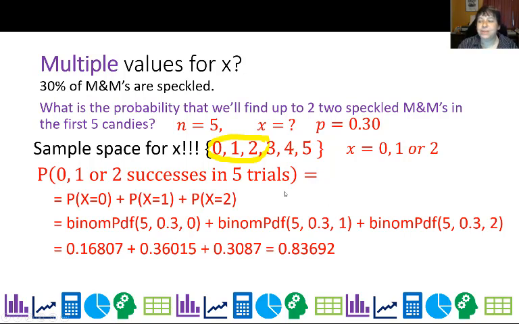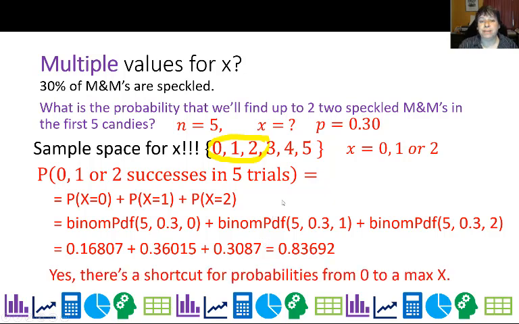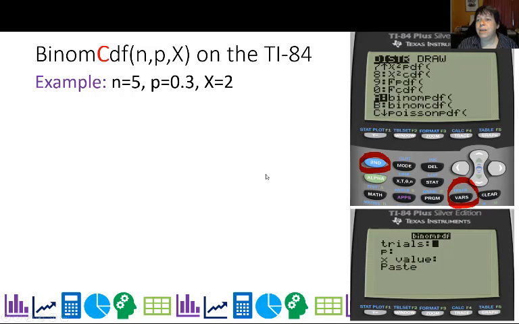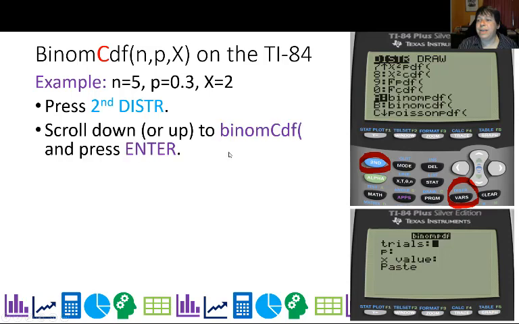But yes, there is a shortcut for probabilities from 0 to a max x value, and it is on your calculator. If you're going from 0, this only does the left chunk, all right? This shortcut on the calculator works on the left side, always starting at 0 up to whatever you say your max x is. So how do we do it? Instead of Binomial PDF, you're going to go to Binomial CDF. Notice that C stands for cumulative, starting from 0 to whatever.